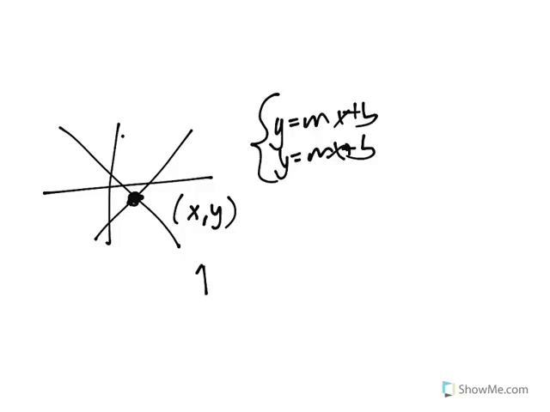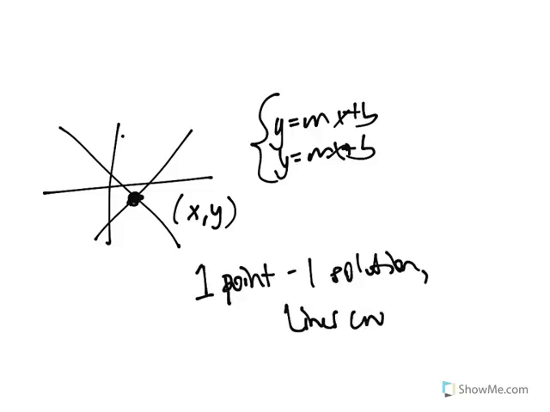If there is one intersection point, there is one solution, and the lines cross one time. All right, so let's do an equation. Let's do a problem that gives us one of those types of answers, okay?